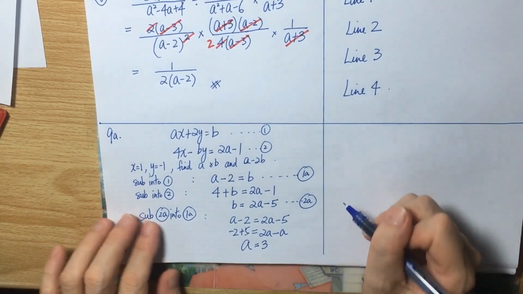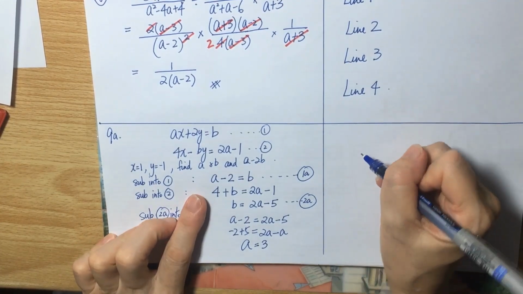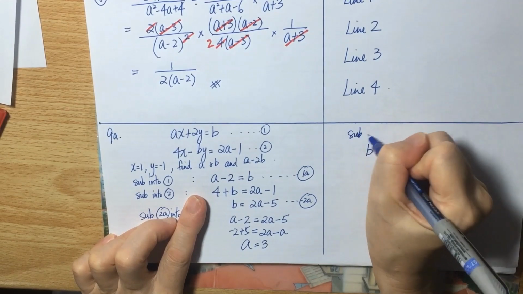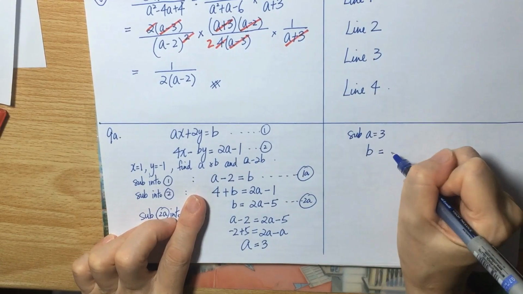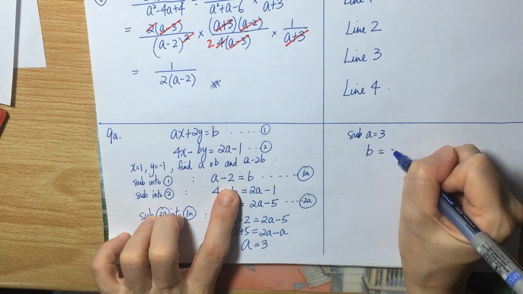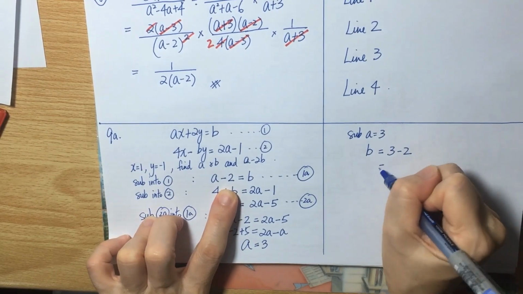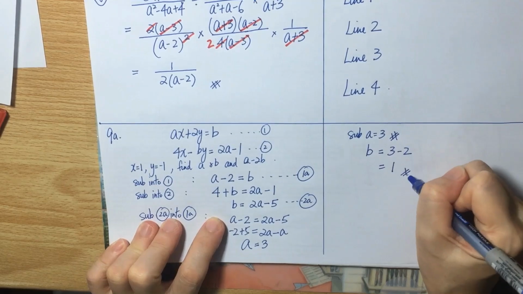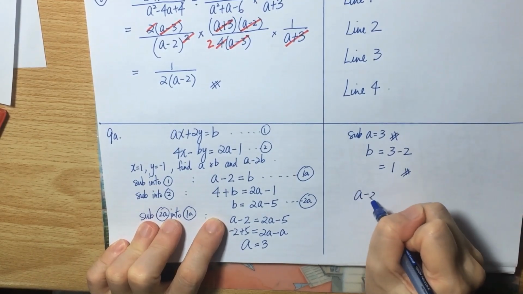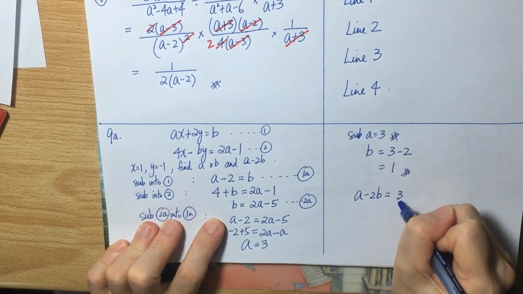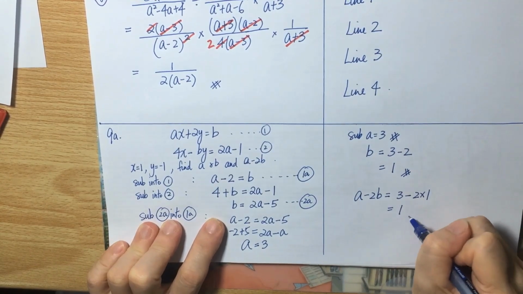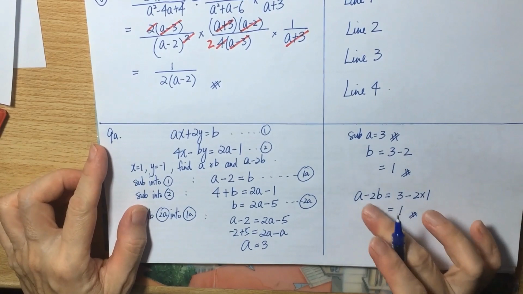So when a equals 3, what about b? So b will be equal to, substitute a equals 3, you have b equals a minus 2, so 3 minus 2, which is 1. So therefore a is 3, b is 1. So a minus 2b will be 3 minus 2 times 1, which is 1. So this is the answer for a minus 2b.